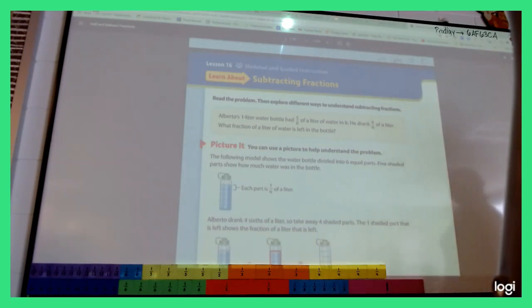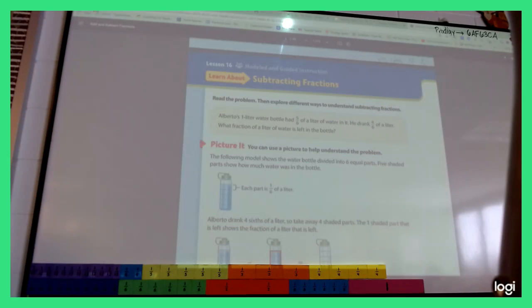Alberto's 1 liter water bottle had 5/6 of a liter of water in it. He drank 4/6 of a liter. Then what fraction of a liter of water is left in the bottle?